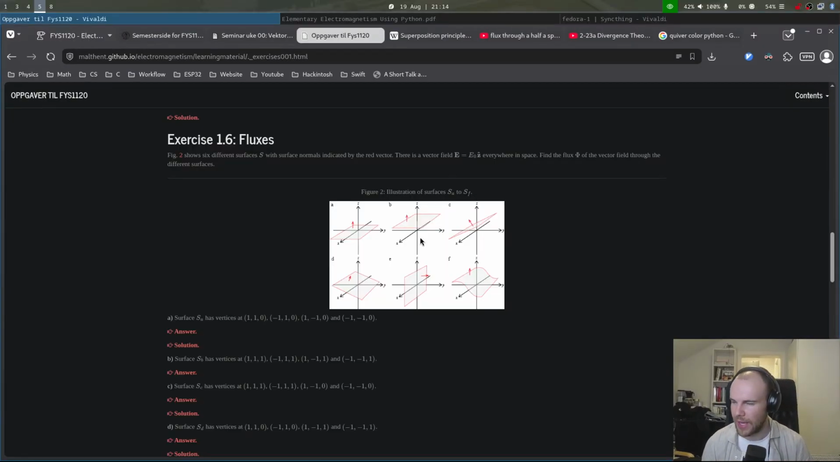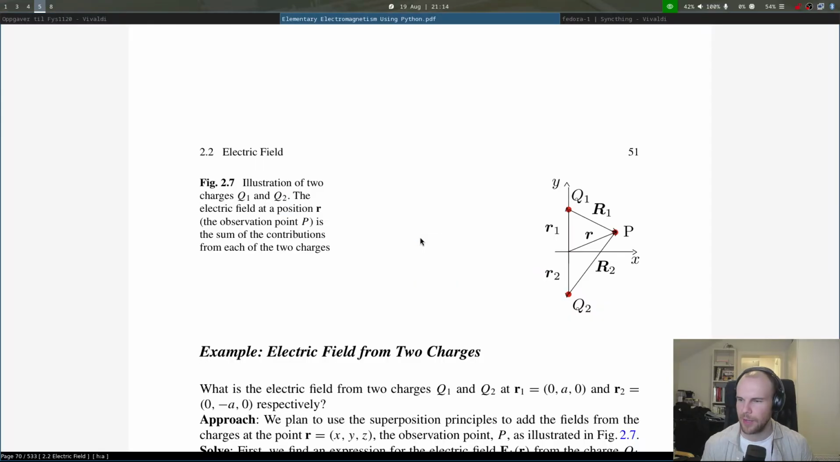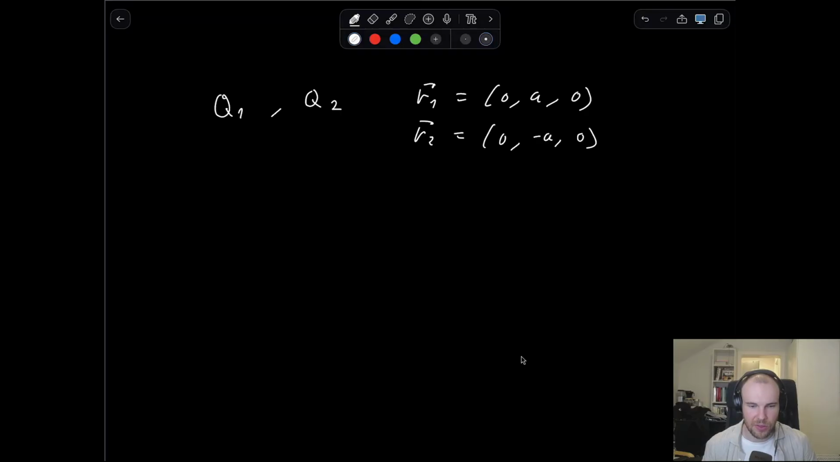We have an example of an electric field from two charges. We have a charge Q1, a charge Q2, and an R1 vector, which is just 0, a, 0, and an R2, which is 0, then minus a, and then 0. That is what we have, and we want to write the electric field on the basis of these charges.